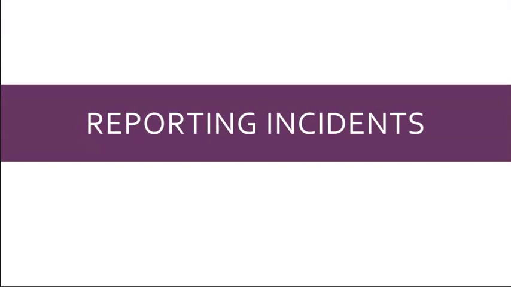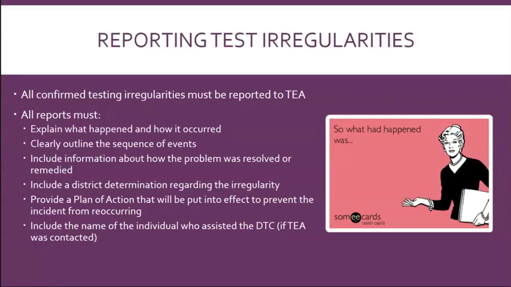So let's talk about what to do if you actually have an incident occur in your classroom on test day. Like I said before, all confirmed testing irregularities must be reported to TEA regardless of whether they are serious or procedural in nature. The reports will explain what happened and how it occurred. It's going to outline the sequence of events of the day. It's going to have information about how we resolved or remedied the problem at the time. A determination regarding the irregularity.